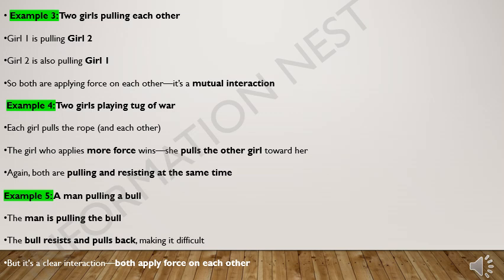And what about a man pulling a bull? He's definitely pulling the bull, but the bull doesn't give up. It resists, and that resistance is force in return. Even though it might look one sided, both are interacting through force. So remember, force is always between objects. It does not work alone, it needs a partner in interaction.